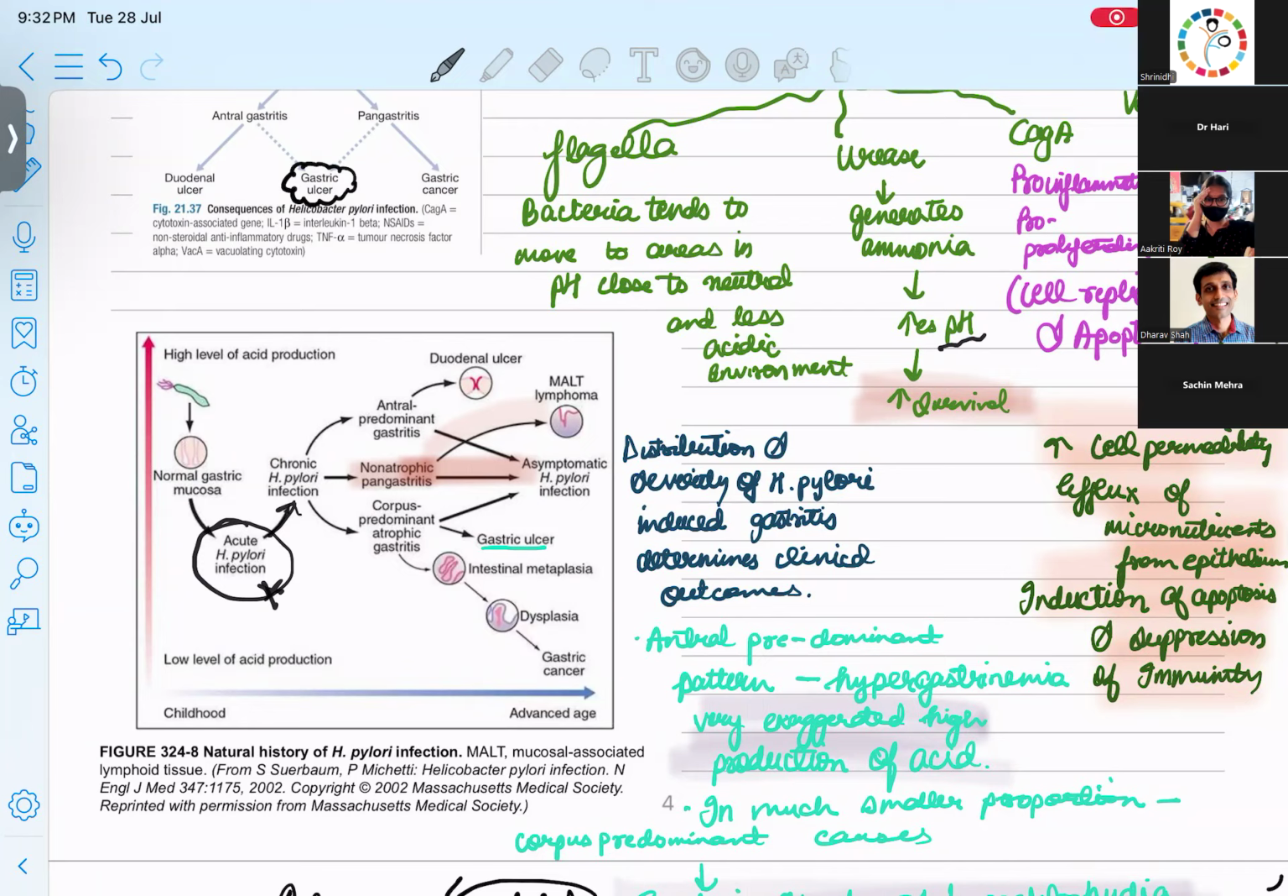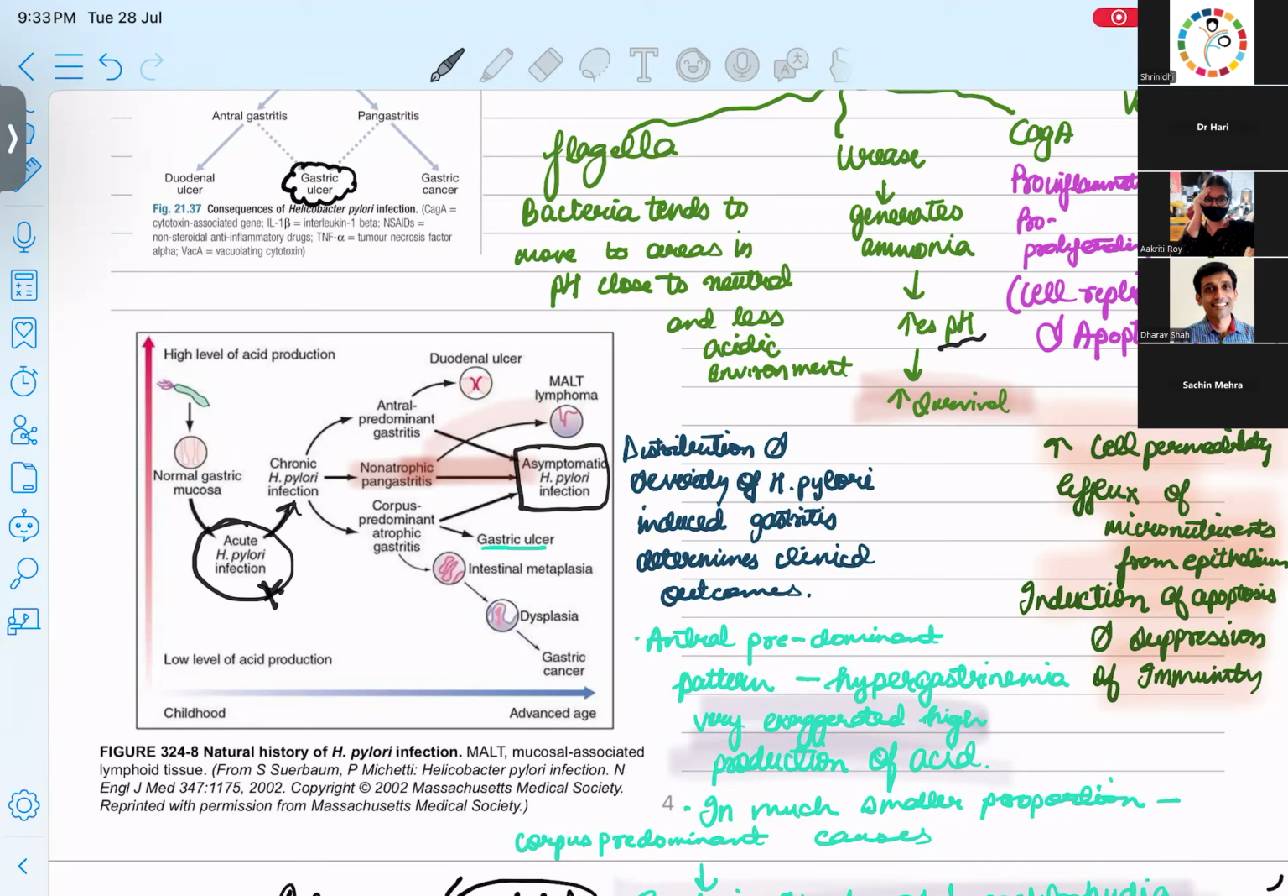Now, we have to understand antral predominant gastritis, non-atrophic pangastritis, and corpus predominant atrophic gastritis. All three of them can cause asymptomatic H. pylori infection. So, a patient as old as 65, 70 years of age might have a very highly inflamed H. pylori infection but remain asymptomatic. And suddenly the patient might come with hematemesis or hemorrhagic causes and in a very critical state. So, all three of them can cause asymptomatic H. pylori infection.